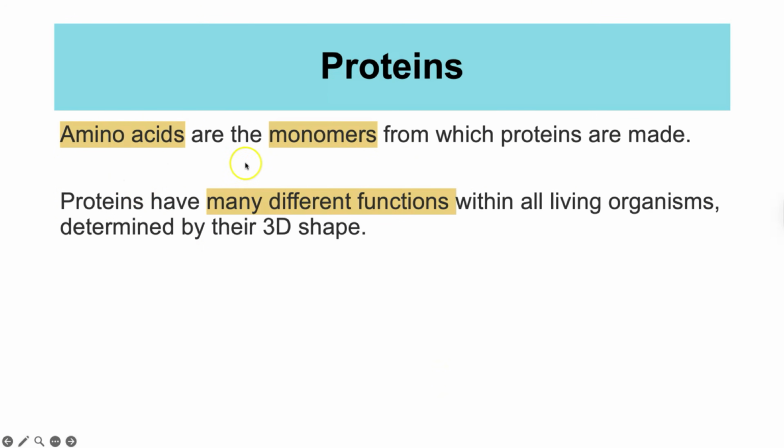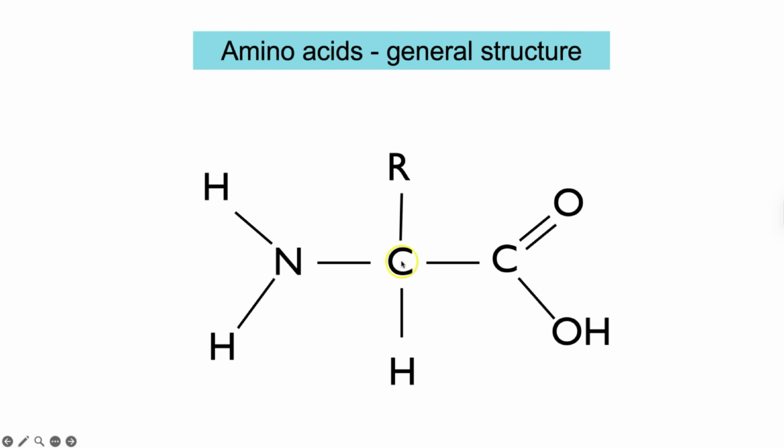3.14 is proteins. So amino acids are the monomers from which proteins are made. And proteins have loads of different functions because there's so many different proteins that can be made. And what's different about all of them is their final 3D shape. And that is what determines the function of a protein. You need to know the general structure of the monomers, the amino acids.